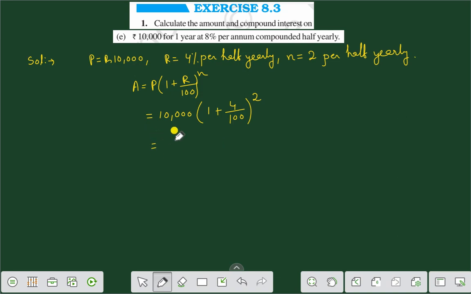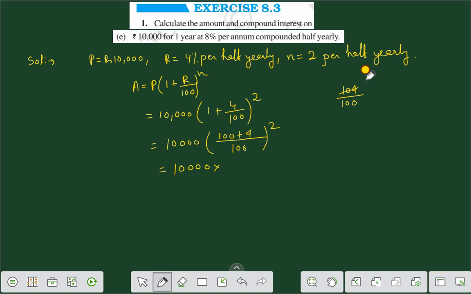Therefore, we are getting 10,000 into, taking LCM as 100, 100 plus 4 to the power 2. Therefore, this is equal to 10,000 into 104 by 100.